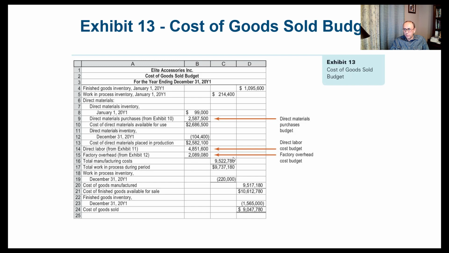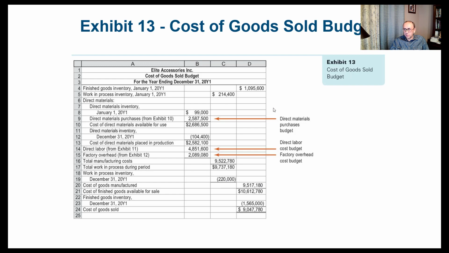9,522,780. We add this number to the work in process that was in the beginning of the year to get the total work in process during the period. So now it's 9,737,180. Okay, and that's why it's important to have three columns. Now, since we have this, we subtract the work in process inventory, which is the 220, and that's the end of the year work in process. So now we get the beginning work in process plus the total work in process, like the work in process during the period. We subtract the ending work in process to get the cost of goods manufactured.